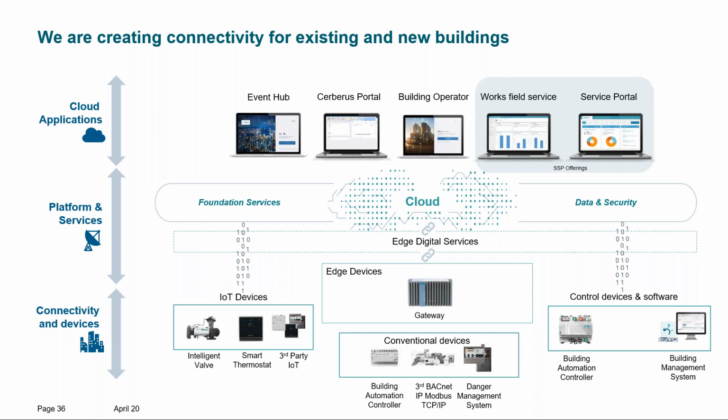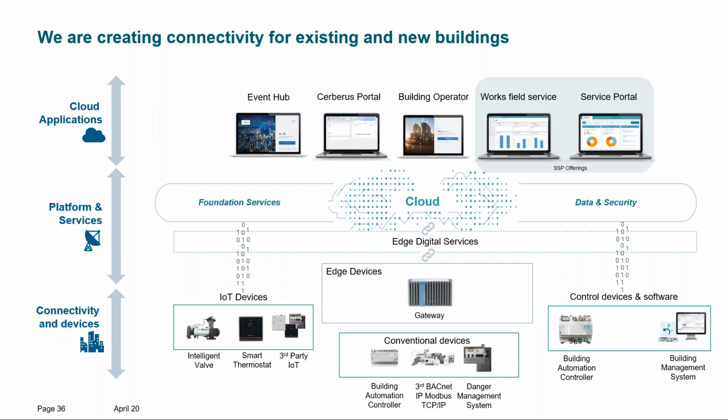The building automation manufacturers start to provide cloud solutions, like here the Cerberus portal for fire and safety. On the other hand, for comfort, like the building operator, so comfort control and supervision. They also give organizations the potential to offer services like energy reportings and so on.